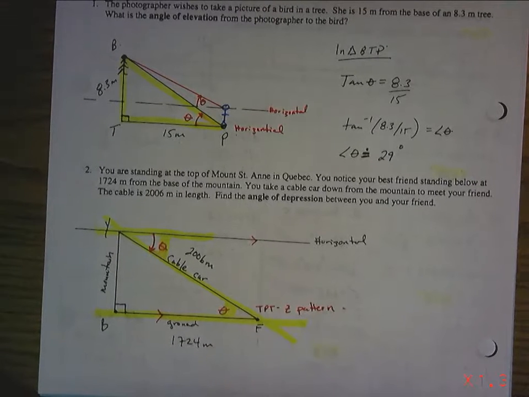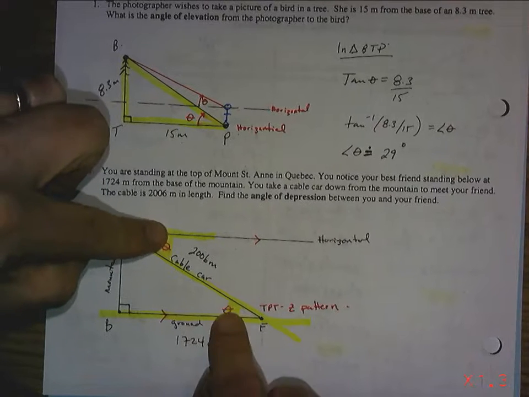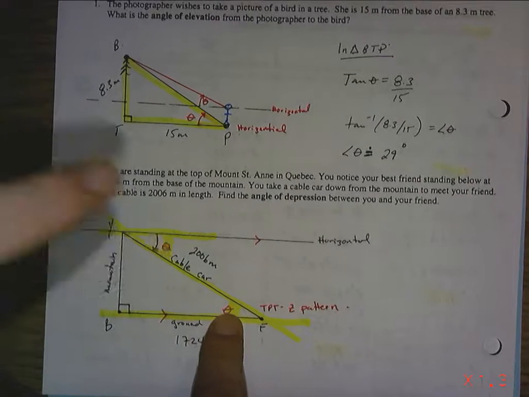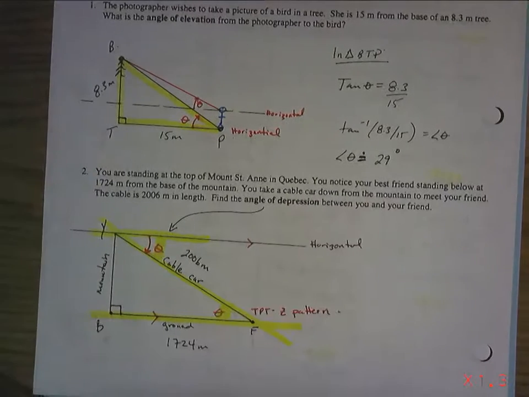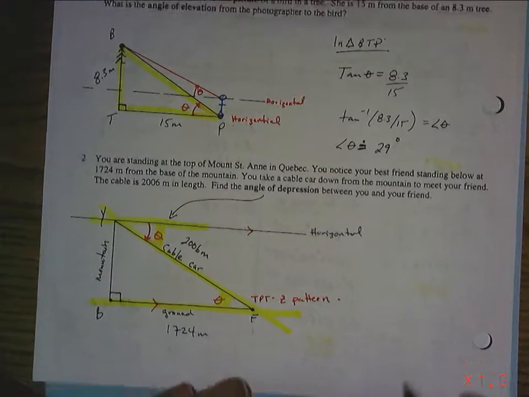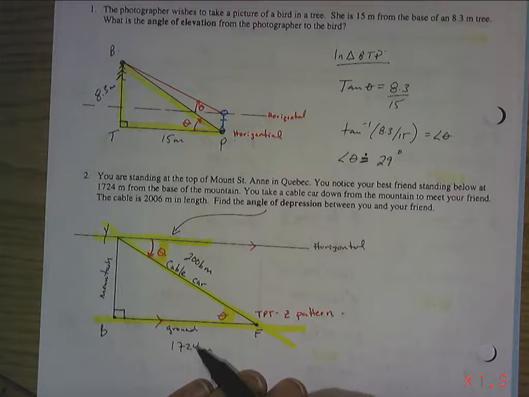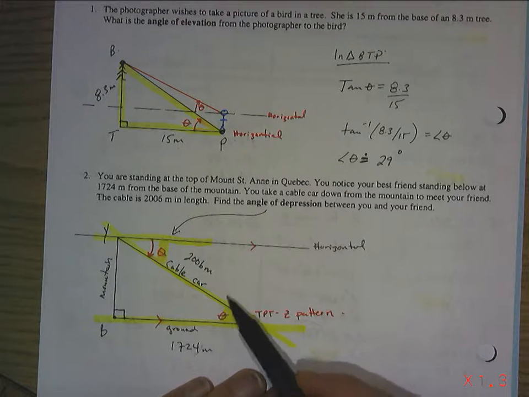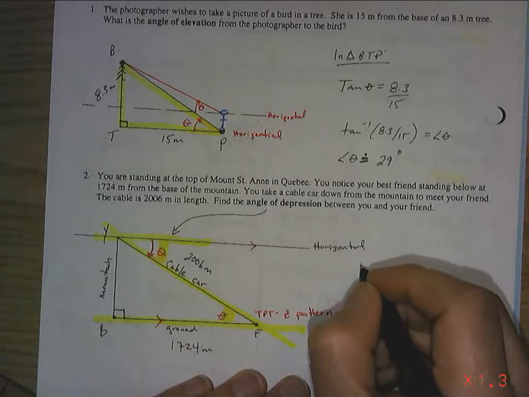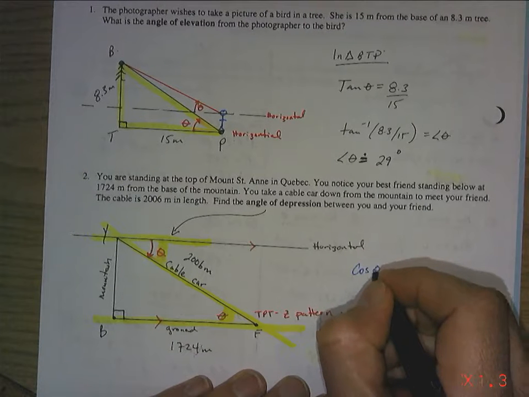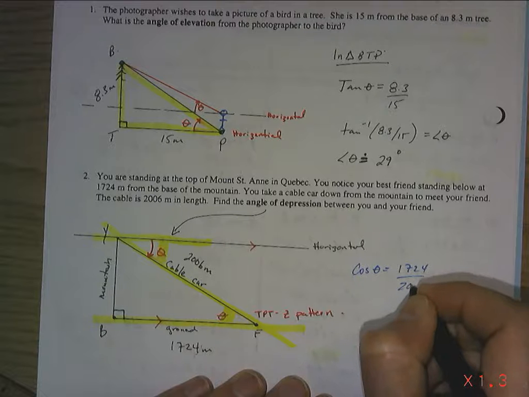That's worth a mark, people. If I ask you for the angle of depression, you better show me the angle of depression. This just happens to be equal to that angle. But if I've asked for the angle of depression, you must show it to me where it is. That's worth a mark. So let's do some work. We want to know what that angle is. So I've got adjacent to that angle. I've got hypotenuse. So what uses adjacent and hypotenuse? I think that's cosine. So cosine of theta equals adjacent over hypotenuse.